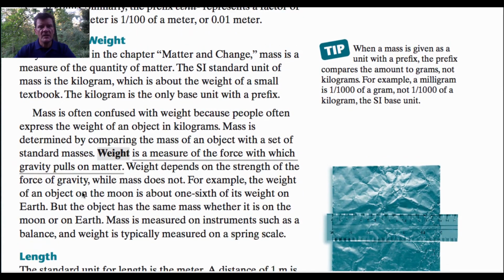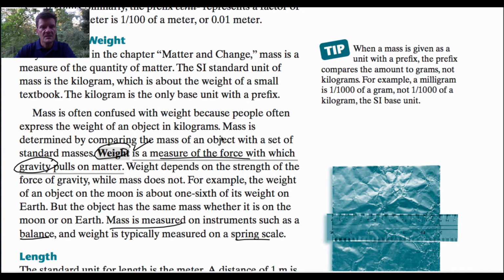Okay? All right. One quick little note here on a couple measurements that we will be taking. You need to know the difference between mass and weight. Weight is a measure of the force that is acting on matter because gravity is pulling on it. That's weight. Mass is the amount of stuff. Okay? Mass is the amount of stuff. Mass is measured on instruments such as a balance, and weight is measured on a spring scale. But that's not hugely important.